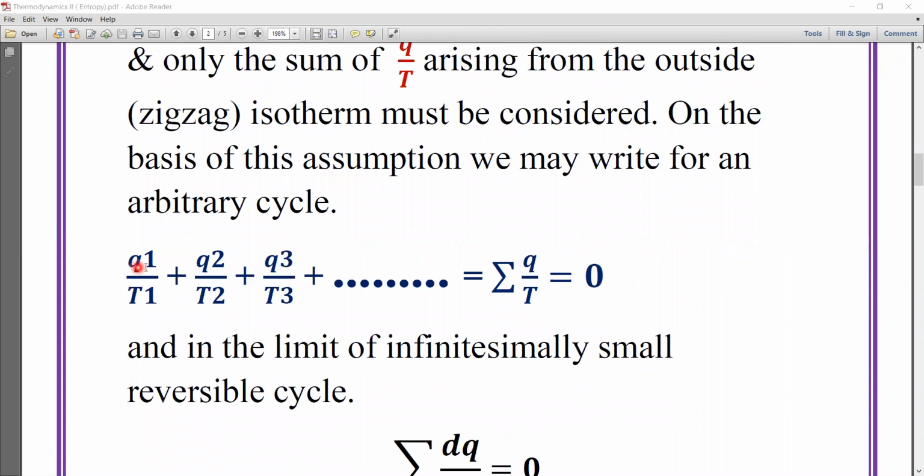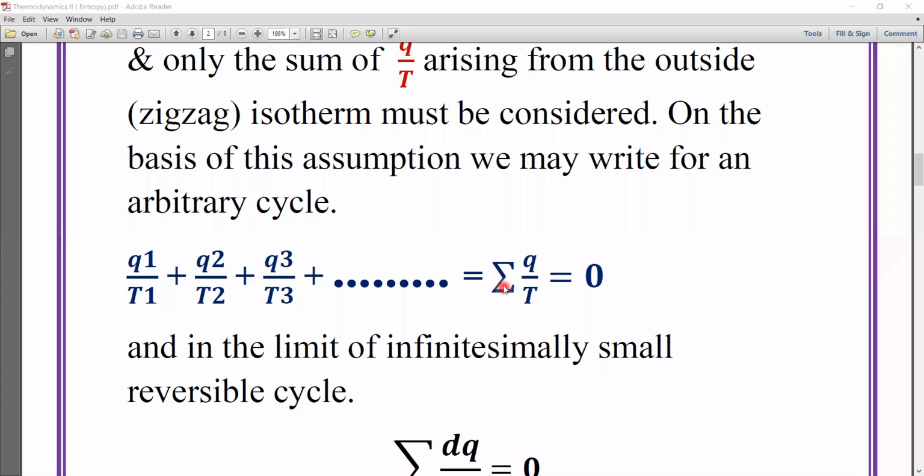can be given as Q1 upon T1 plus Q2 upon T2 plus Q3 upon T3 plus so on. So this is the sum of Q upon T terms from the outside zigzag isotherm. And it can be written in the mathematical form. How can it be written? It is summation, this symbol is summation.